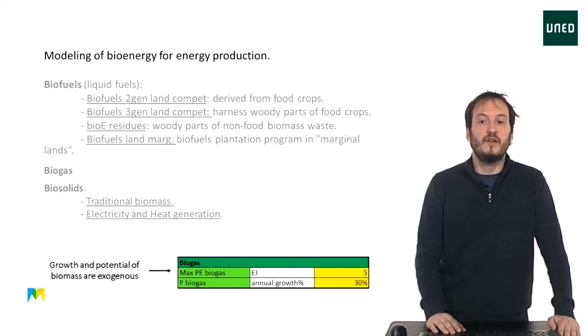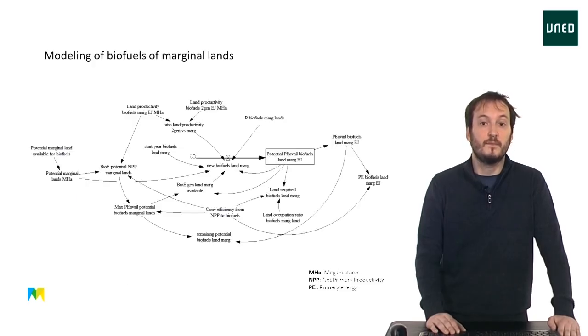Both the growth of different types of biomass and their maximum potential can be defined exogenously by the user. As an example of biomass modeling, this slide shows the production of biofuels in marginal lands, which refers to lands with little agricultural value. On the one hand, the user will have to select the year in which the marginal lands will begin to be used for biofuels and the annual growth of the production.